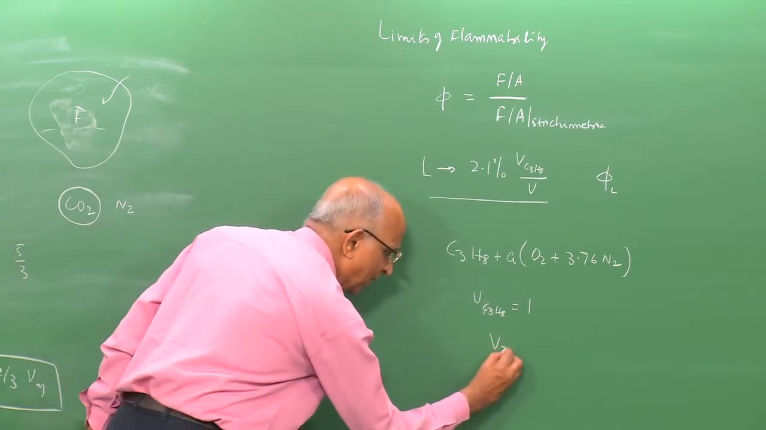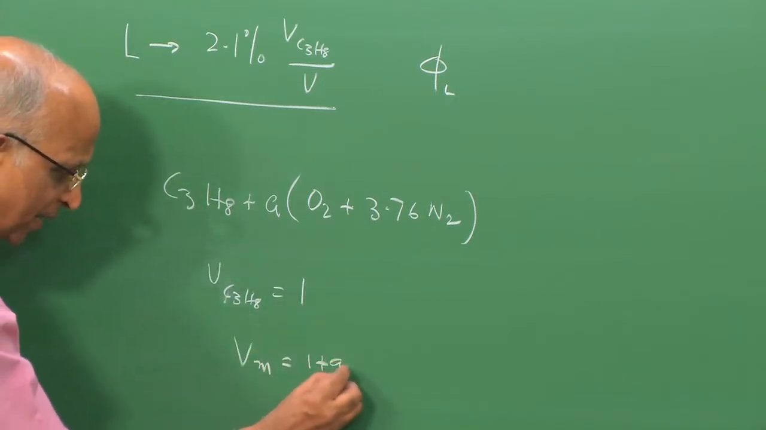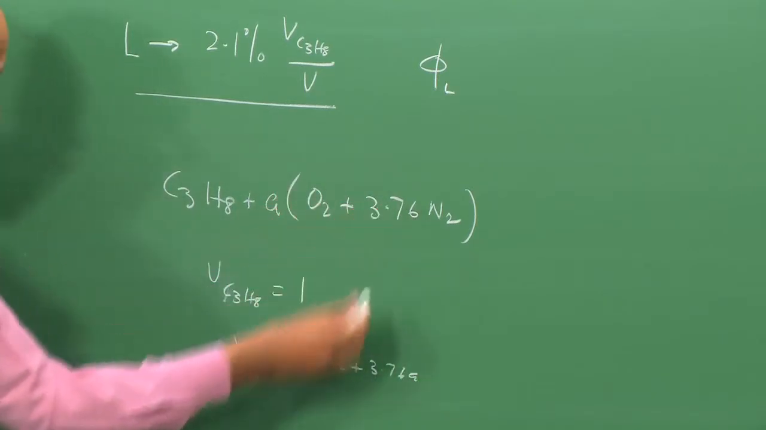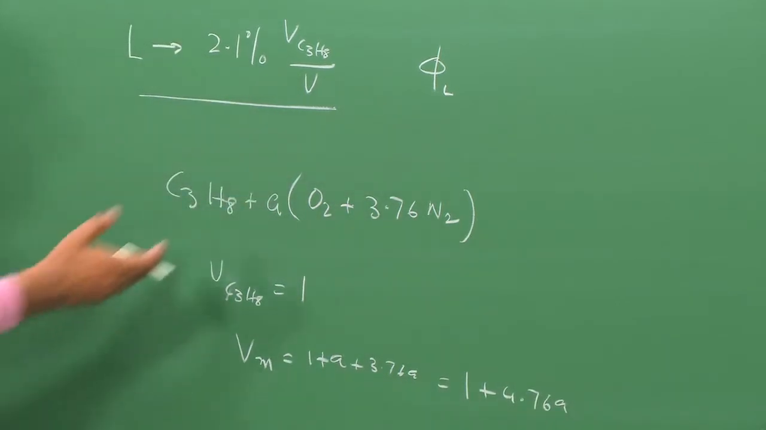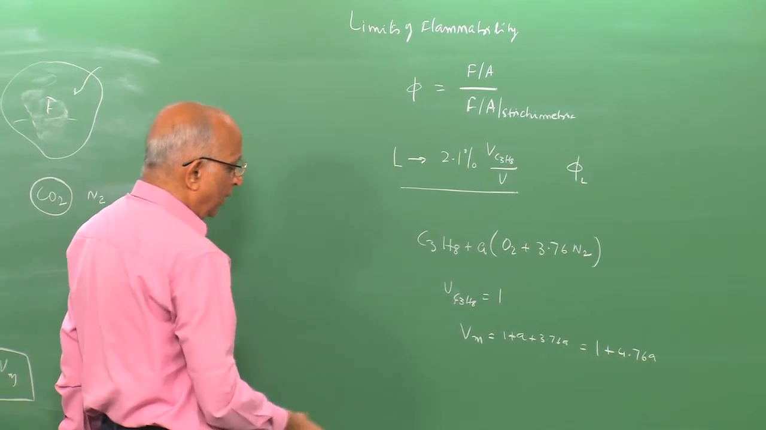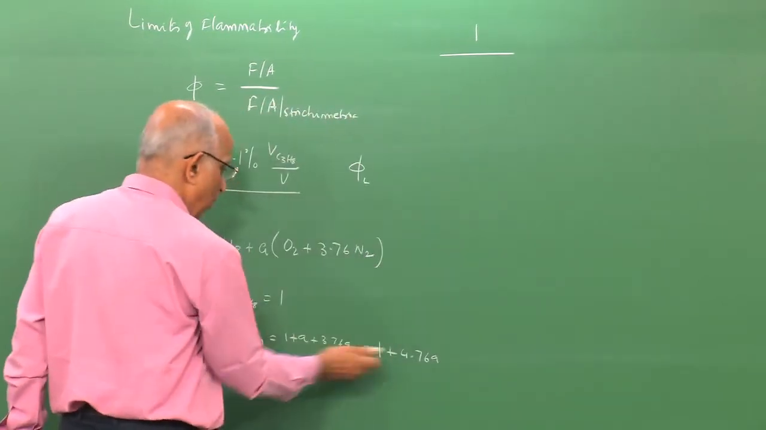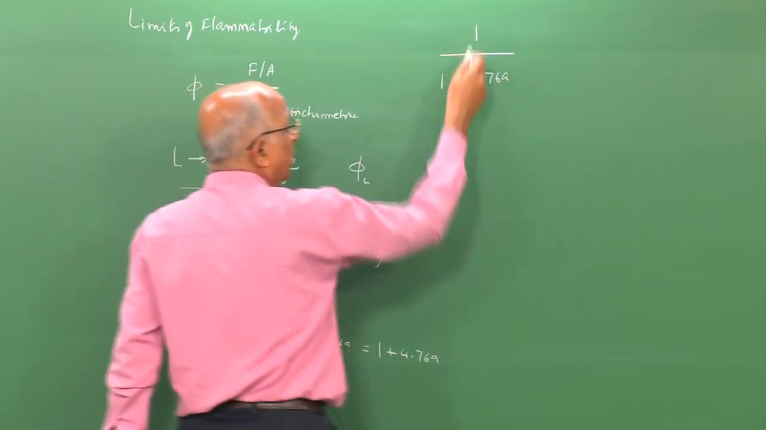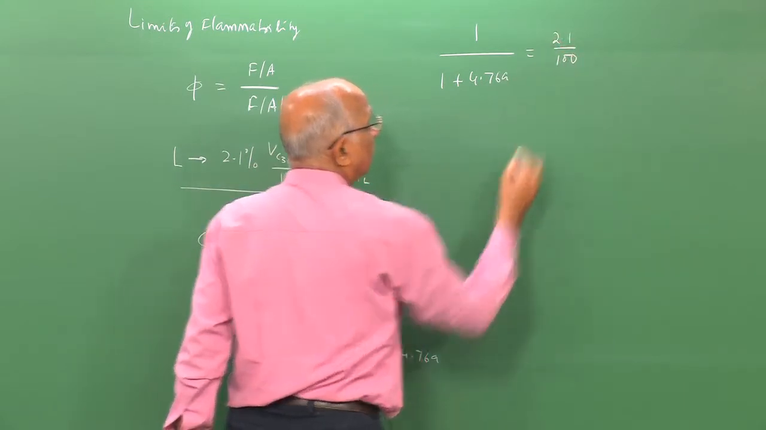The volume of the mixture I get is equal to the moles of propane plus the moles of air, which is 1 plus A plus 3.76 A, equal to 1 plus 4.76 A. This is the type of mixture I am getting. Therefore, in terms of volume by volume, the volume of propane is 1 and the volume of the mixture is 1 plus 4.76 A. The volume of propane divided by the volume of the mixture is equal to 2.1 divided by 100. This is the value.